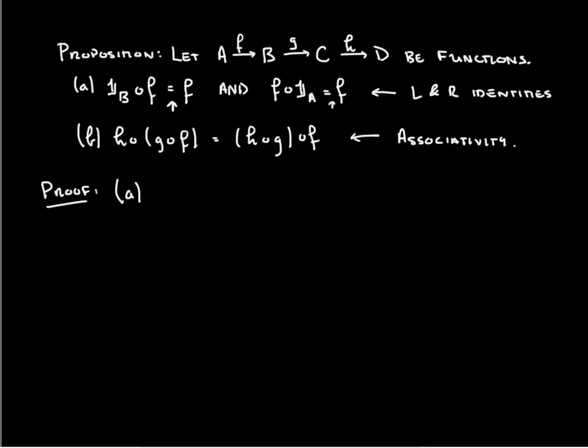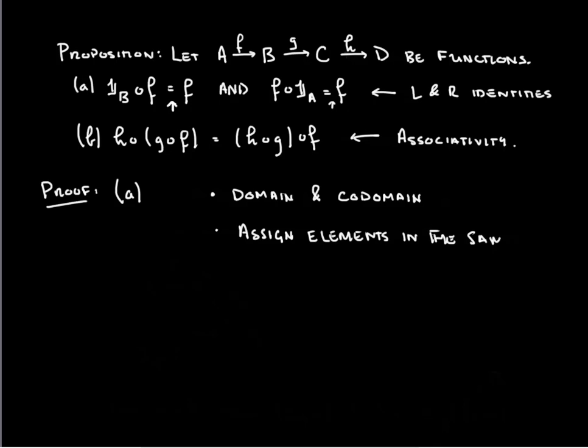To show that two functions are equal, we need to verify two things: that they both have the same domain and codomain, and they both assign elements in the same way. The first is always very easy.